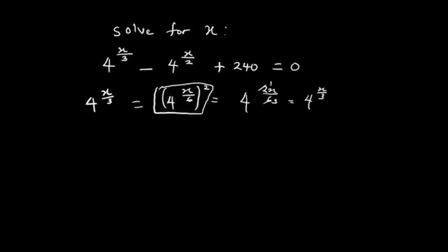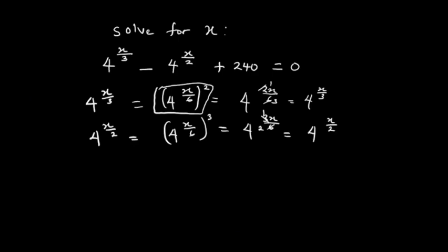And the same thing goes for 4 to the power of x over 2. I can write it as 4 to the power of x over 6. I want them to have the same power. I want x over 6 to be visible in both expressions. So I'm going to write this to the power of 3. This is actually the same thing. Then this will be 3x over 6. Then 3 in 3 is 1, then 3 in 6 is 2, which is the same thing as 4 to the power of x over 2.